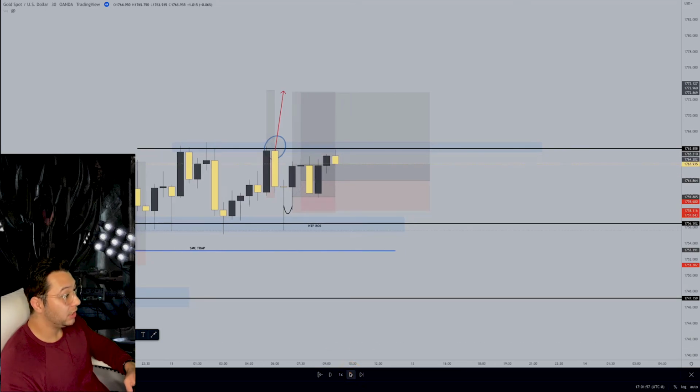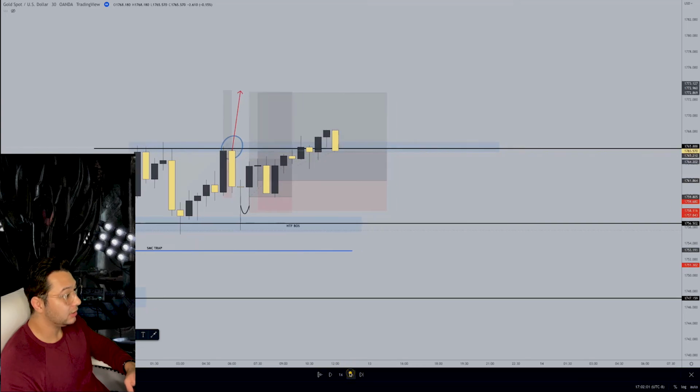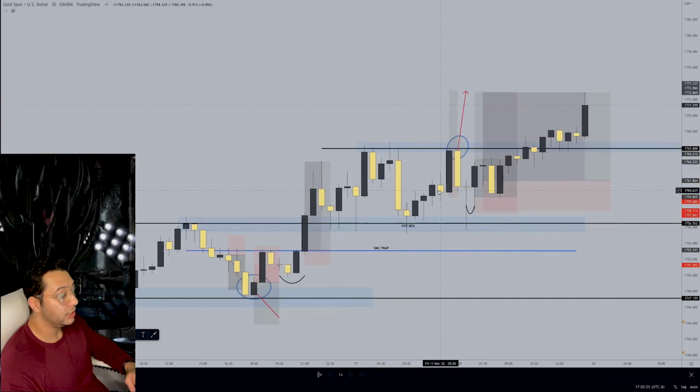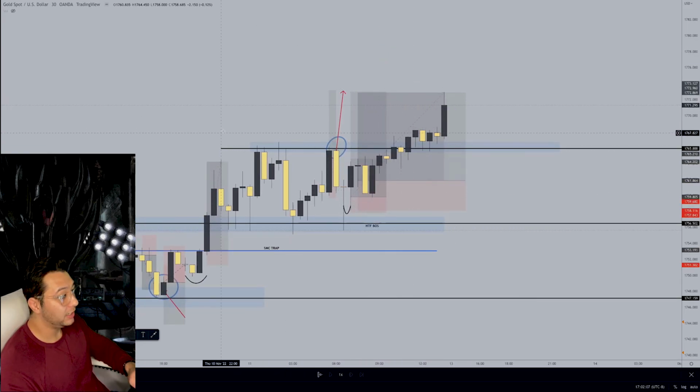And we ultimately end up pushing to take profit from here. We break the resistance and continue higher, right to the end of the day. This is how it closed. This is how it played out.